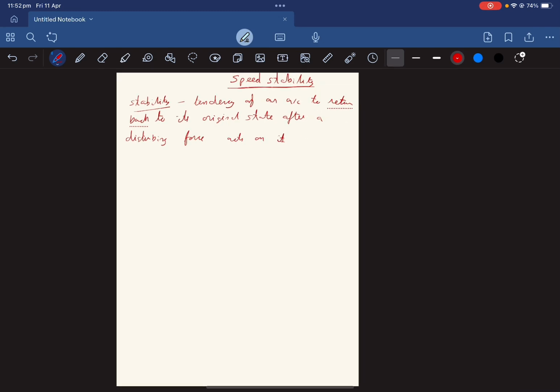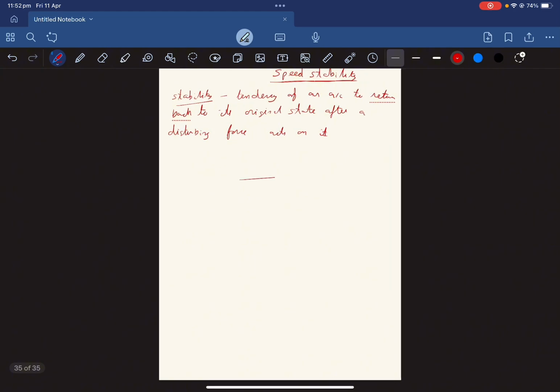So what does this mean? Let's say my speed was 100 knots. Alright, this is my aircraft. It was 100 knots, and if I get a tailwind and it becomes 120 knots, if my aircraft is capable of coming back to 100 knots, this is called stability. I'm gonna tell you the three types of stability. The first one is positive speed stability. In the above example, it came back to its original state, from 120 back to 100, right? So this was an example of positive speed stability.